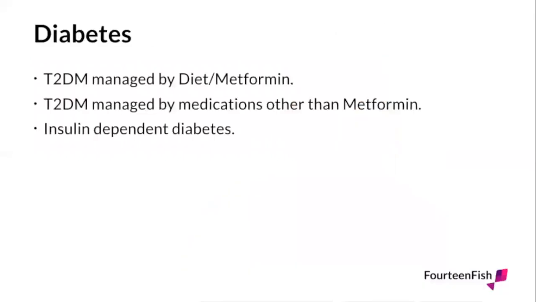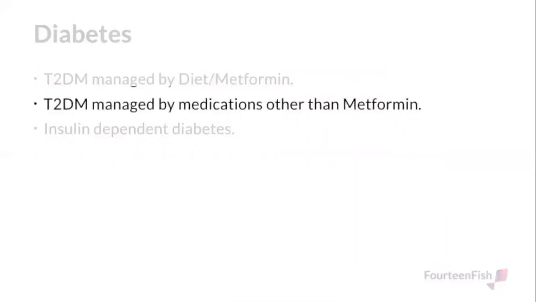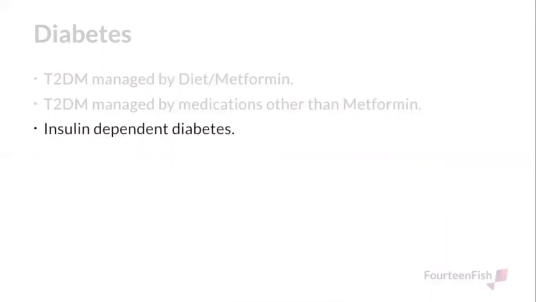In the next section, we're going to be talking about diabetes. I've categorized diabetes according to how the DVLA see it, and I've made it into 3 categories. So the first one will be diabetes managed by diet or metformin. The second will be diabetes that is managed by medications other than metformin. And then in the third category, we're going to be talking about insulin-dependent diabetes.